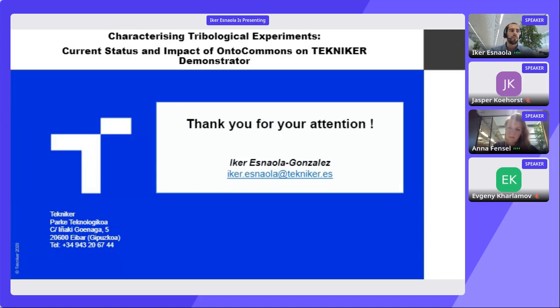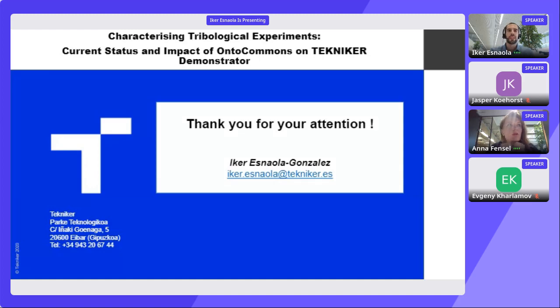So I think that's a great help for the tribologists, who nowadays simply rely on their previous knowledge, on their experience, and also on the literature, which many times doesn't use a standardized way to document these experiments. So yeah, I think definitely the reduction in time is one of the greatest ways to convince them.